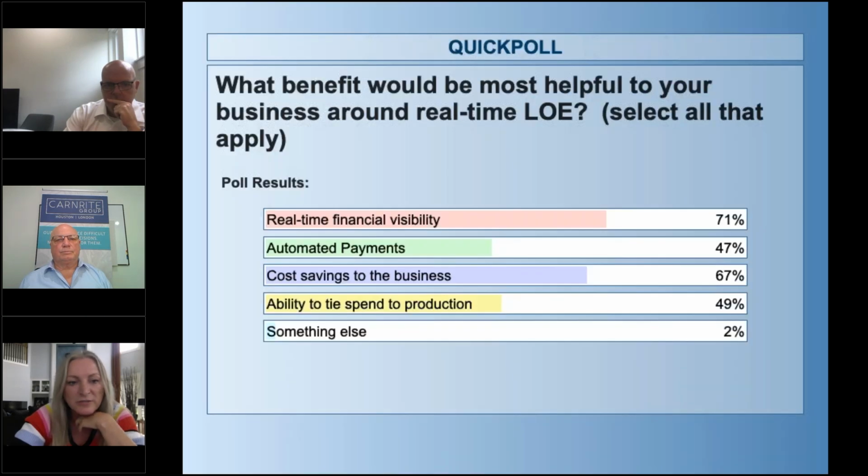Next result was, what would be most helpful to your business around LOE? That would be, it's quite spread across the board. So there's a choice to select all that apply, so everything applies. Someone put something else, so I'd like to know what that is. I'd really appreciate you message me direct what that answer is.